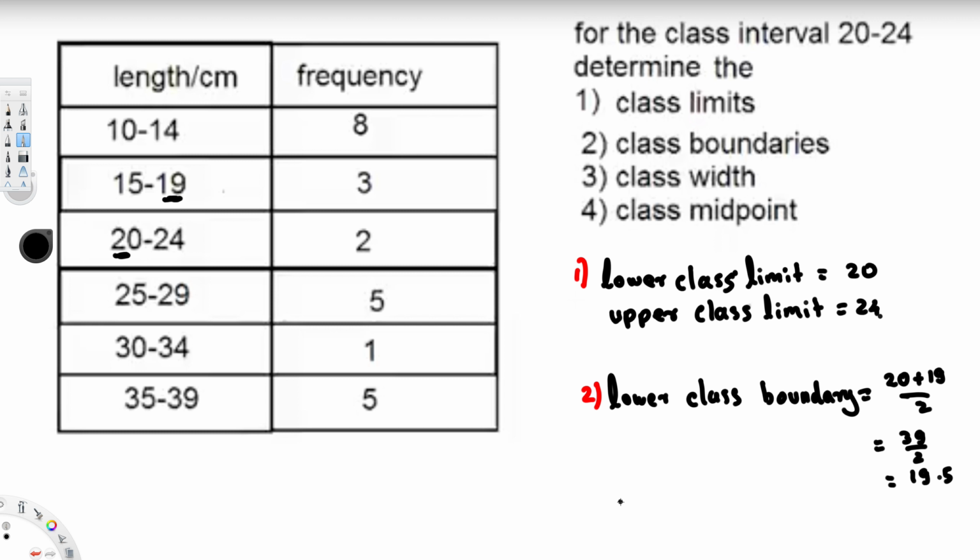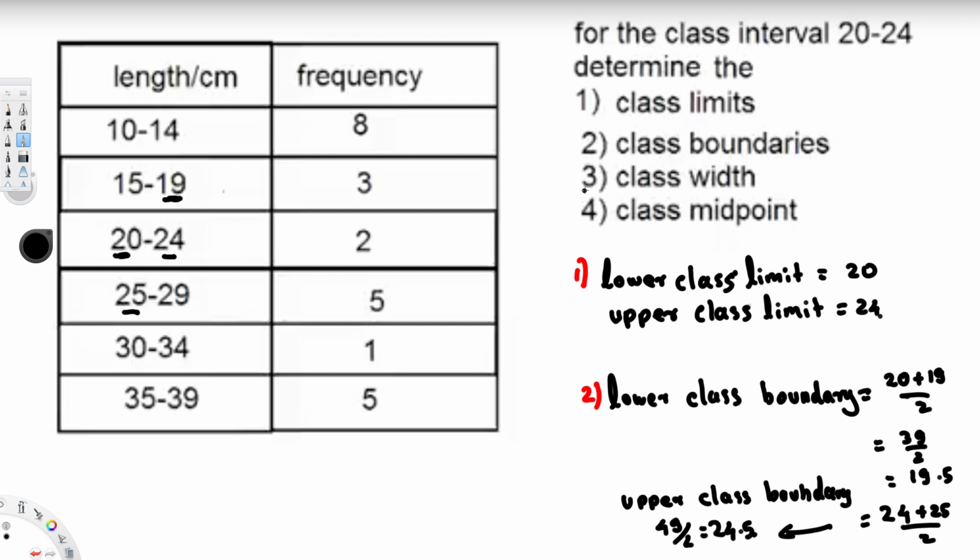Now for the upper class boundary, we know that the upper class limit is 24, and in this case we look at the value that is above this one, so that's 25. So it's going to be 24 plus 25 divided by 2, and that's going to be 49 divided by 2, and that is equal to 24.5.